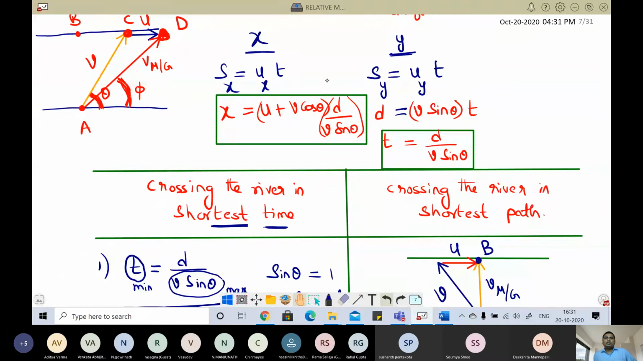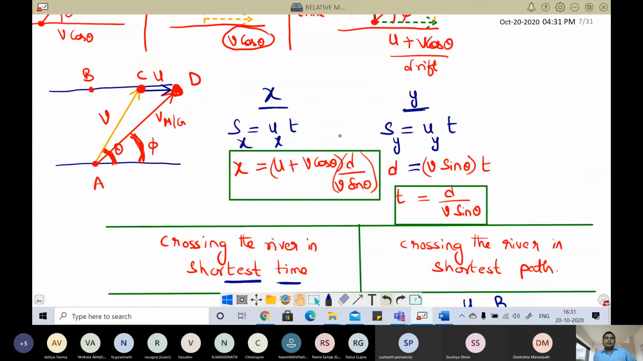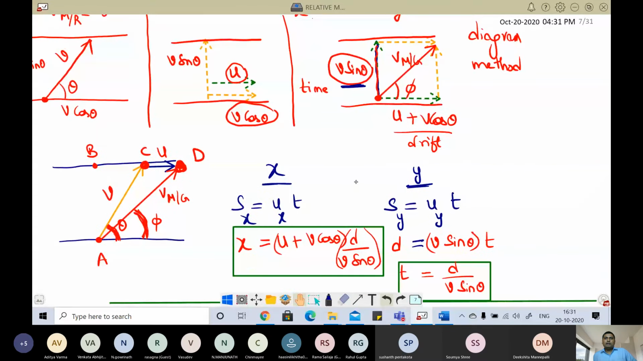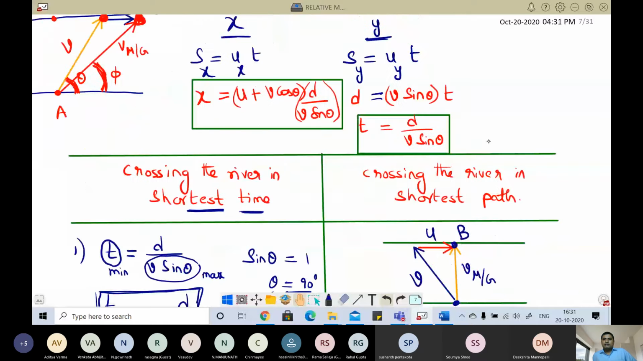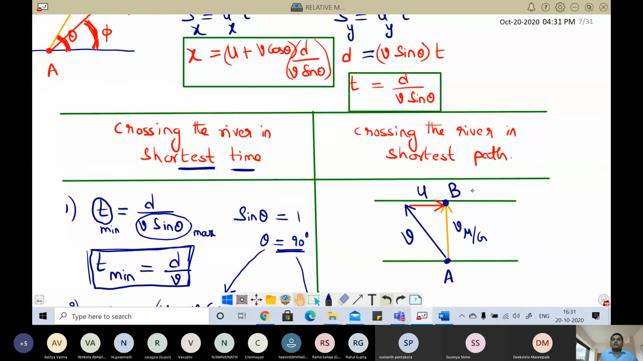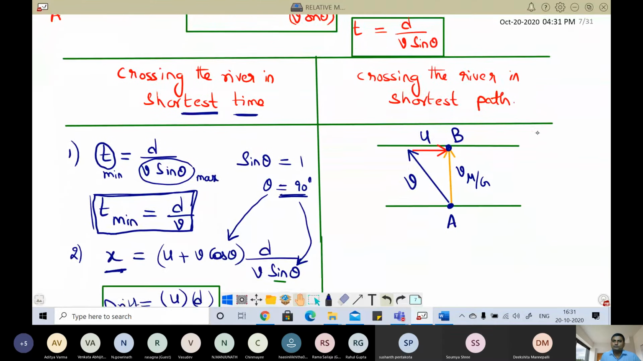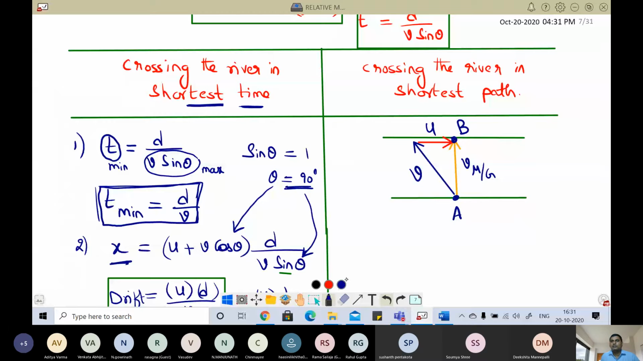Now here you should understand that when you are achieving this case, that is crossing the river in the shortest path, you are not having any drift. That means the drift should be zero. To achieve this case, you are landing exactly at the opposite point. Your aim is also the opposite point and you are landing also at the opposite point.